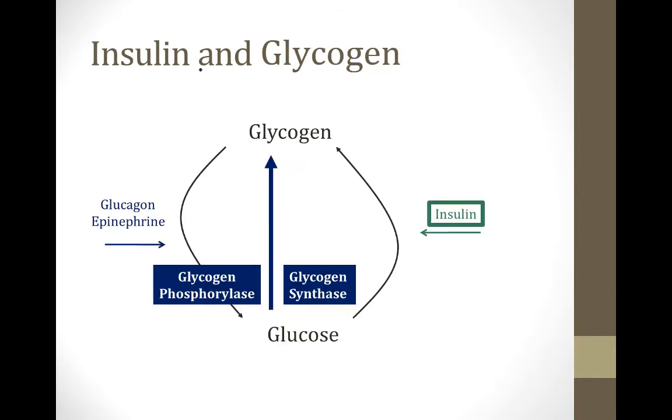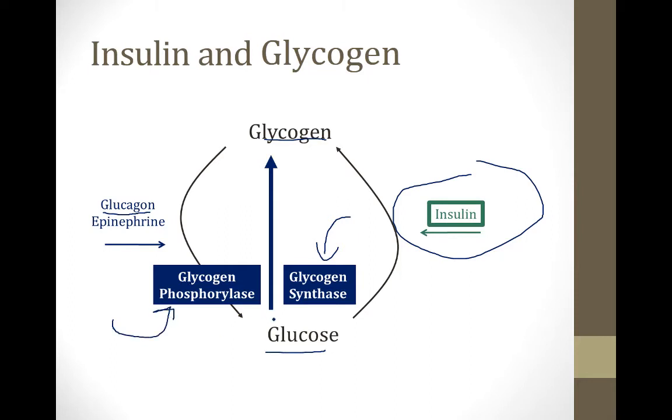This is a slide from our glycogen module showing you that insulin can activate the enzyme glycogen synthase so that glucose will be converted into glycogen. Conversely, when glucagon levels are high and insulin levels are low, the enzyme glycogen phosphorylase becomes active, so the glycogen is broken down into glucose.